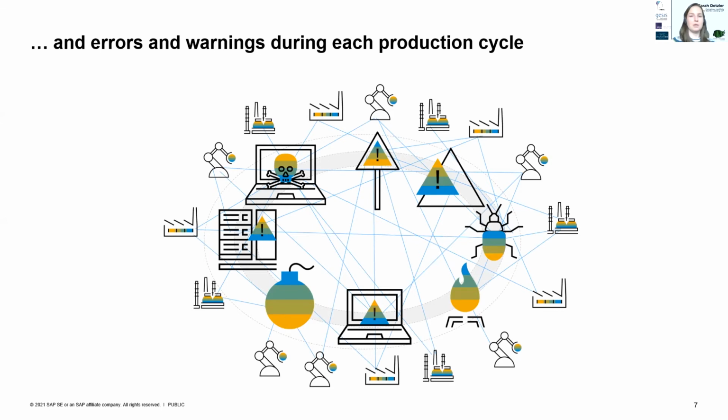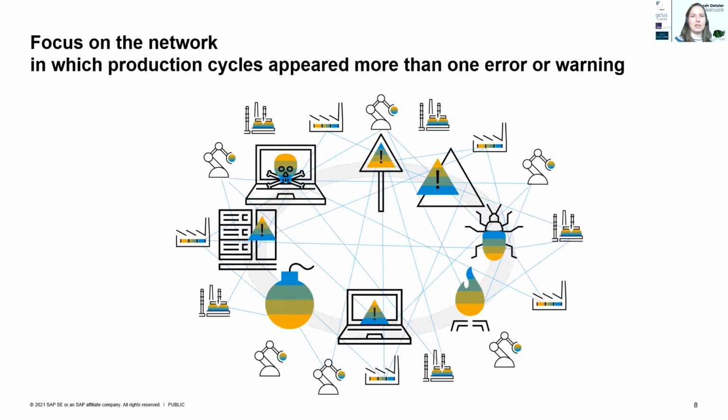Now it could happen that in some of these production cycles, we only had one error or warning appearing. These are the ones in this case, which are not so interesting for us. I mean, it's good. The fewer errors and so on appear, the better for our production, but for our analysis, it's not so important. So that's why we filter that out. So we lose some of the connections because there was only one appearing. But now we can focus on the production cycles where there was more than one error and warning appearing.